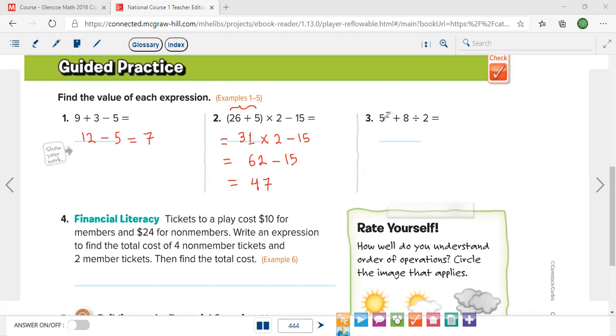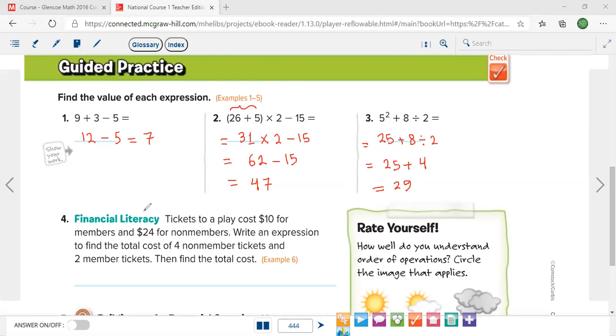Here the power first, 5 power 2 is 25, plus 8 divided by 2. Don't forget division before addition, so leave the 25, leave the plus. 8 divided by 2 is 4. Now 25 plus 4 is 29.